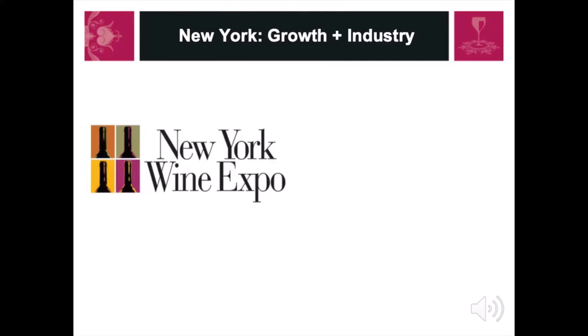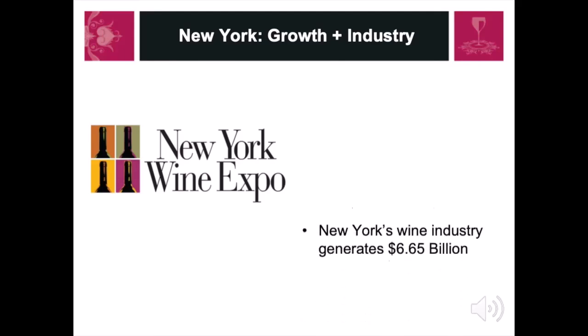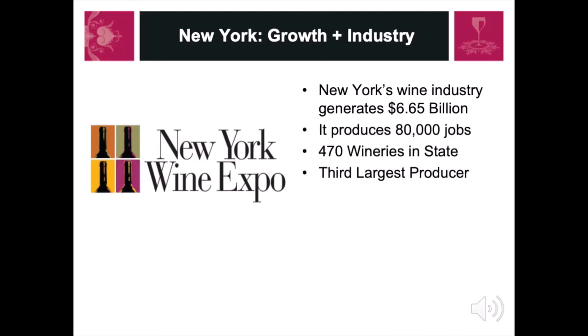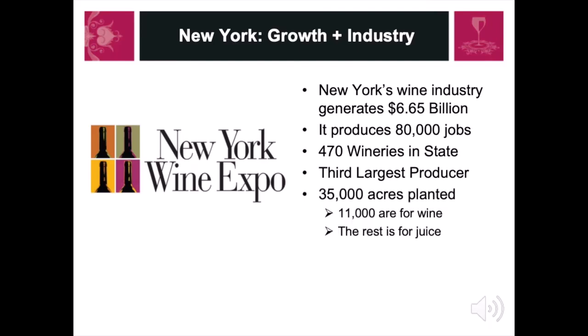Here are some more fun facts about New York's growth, everyone. You can see that it's a very valuable industry, generating $6.65 billion, over 80,000 jobs, 470 wineries, third largest producer after California and Washington State. And this is very interesting. You have about 35,000 acres planted across this large state. 11,000 of them are by design meant for wine, and the rest, very interestingly, is meant for juice.